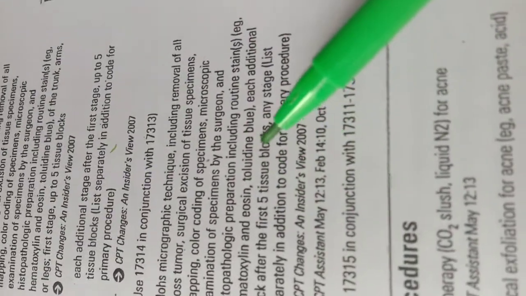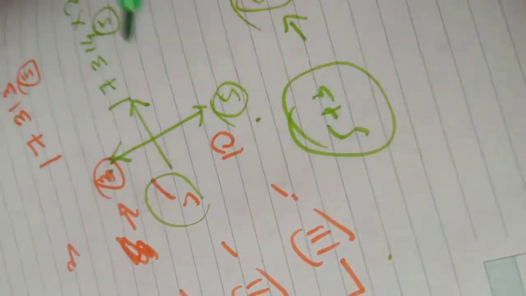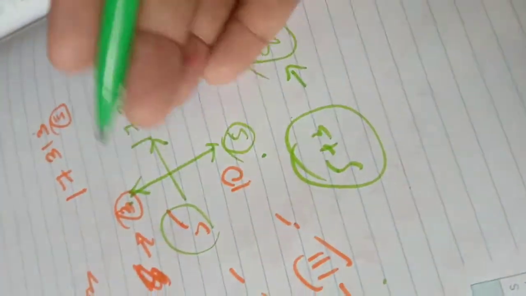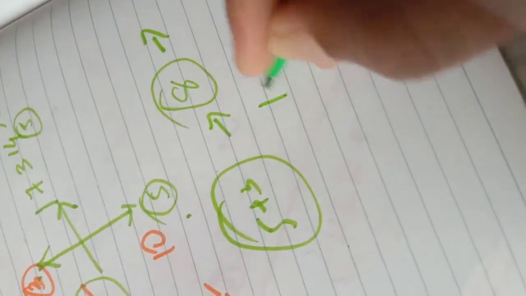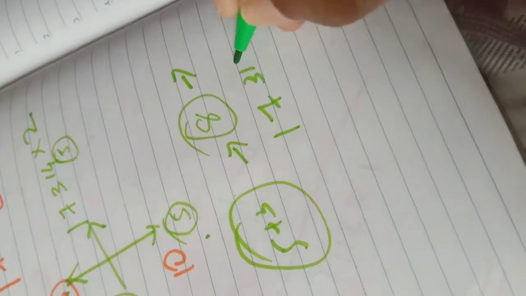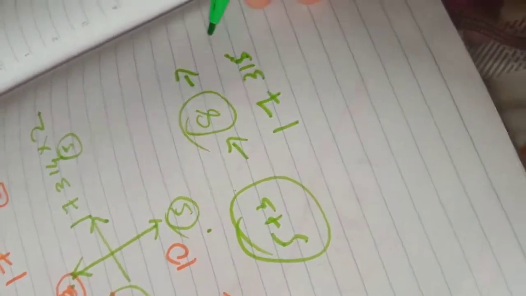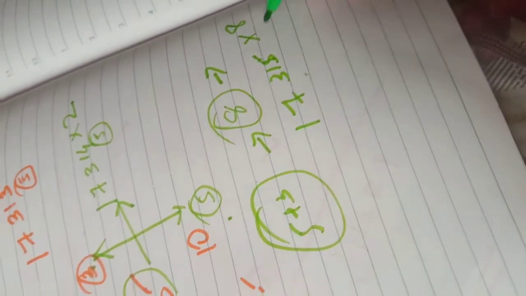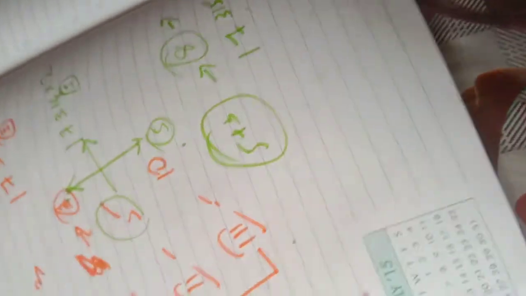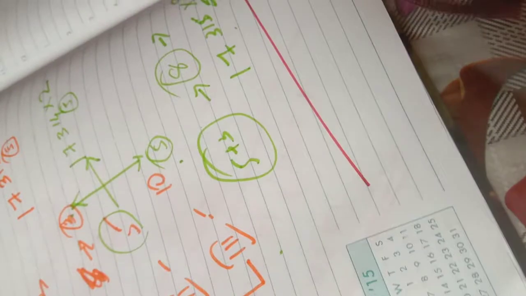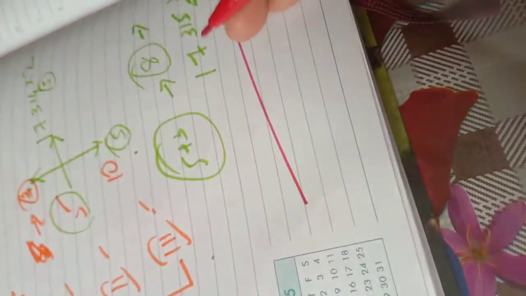Why? After 5 blocks, from any stage, that's why we can add it. Okay, so we'll see 17315 for each block. So 17315 into 8, it represents each block. Okay, so let's conclude the coding.